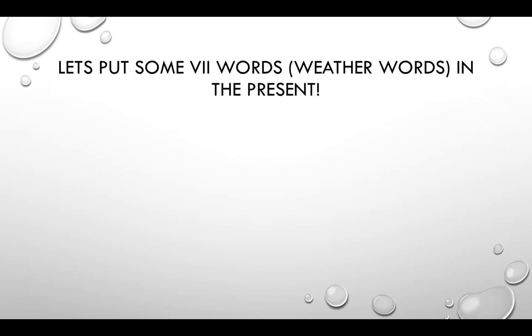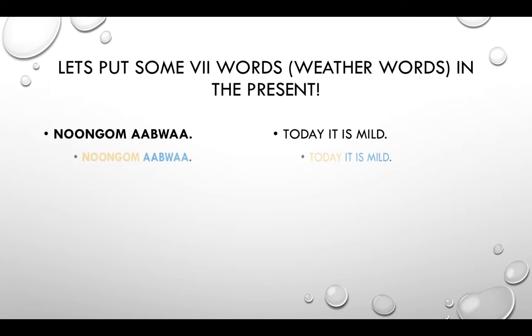So let's put some more VII words, but this time we're going to do it in the present. So we're going to use the word nongum. So this first example, nongum abwa. That means today it is mild. So notice we don't have any tense markers here. We just have the two words, nongum, today, abwa, it is mild.